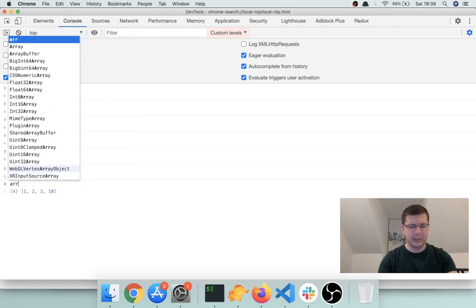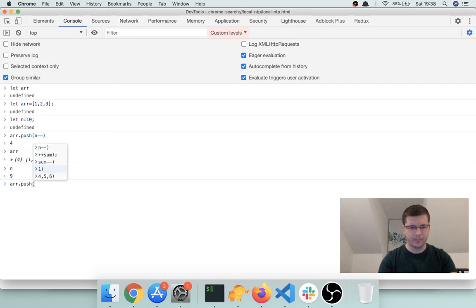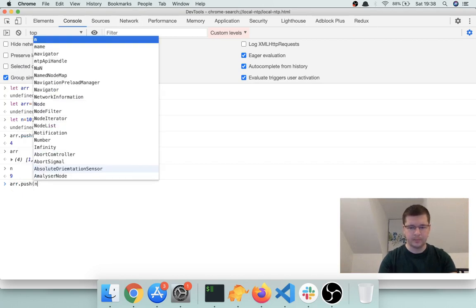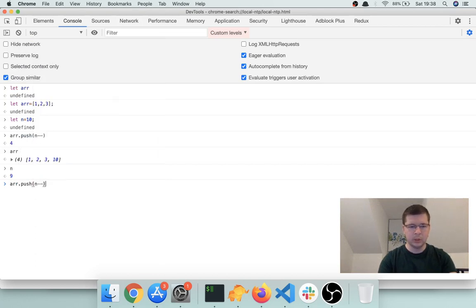Now if I say again array push n--, then it will push 9, like it pushed 10 before, because now it is 9. But if I push --n, then when I look at array, I see that it has pushed 8.